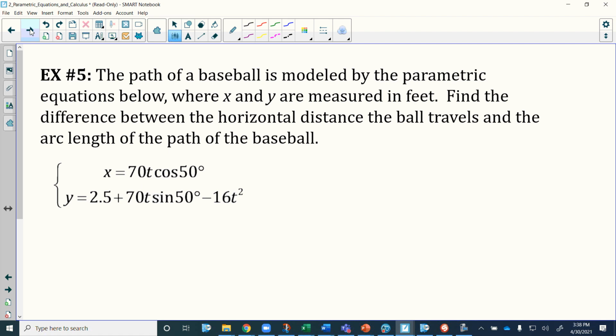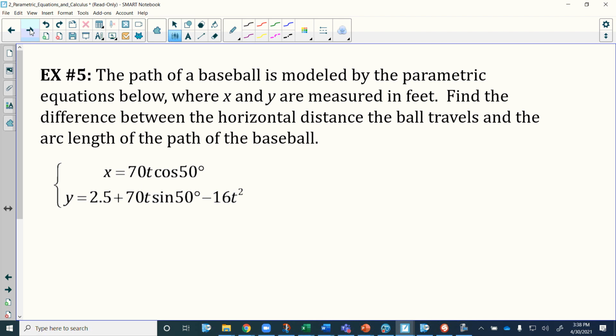Okay, so here's the last one. So if you fast forwarded through the last example, you're ready here. The path of a baseball is modeled by parametric equations given below, where x and y are measured in feet, and find the difference between the horizontal distance and the length of the path of the ball. So the length that the ball actually travels is going to be on an arc when you hit it, presuming that it's like a pop fly or something that's going to go to the outfield, rather than like say maybe a line drive or a grounder. But let's see what we have here.